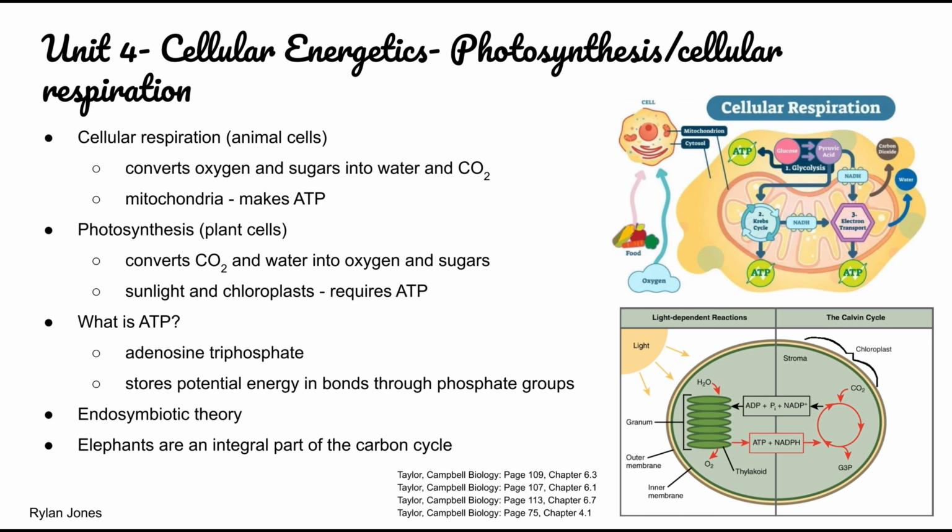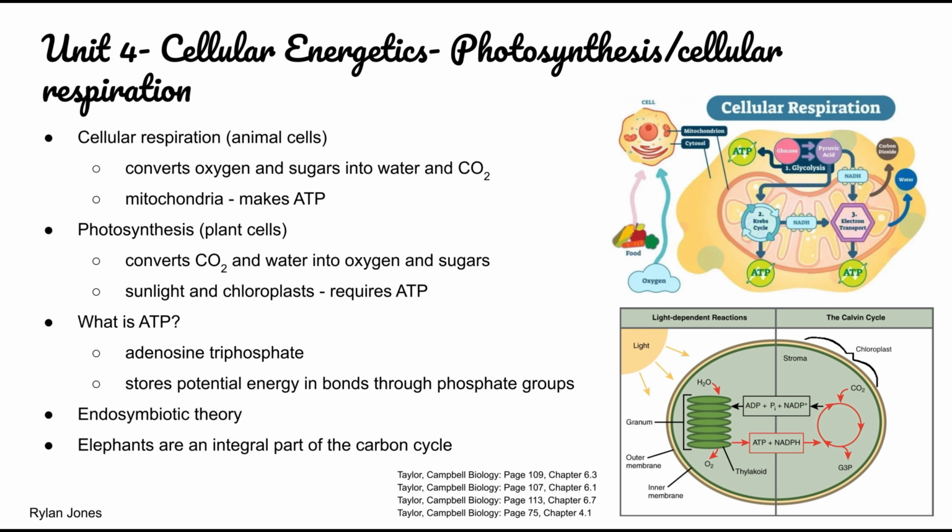Photosynthesis, which occurs in plant cells, takes CO2 and water and converts them into oxygen and sugars using ATP, as well as sunlight and chloroplasts. This energy is then stored in phosphate groups. Now, what is ATP? ATP is adenosine triphosphate. It stores potential energy in the bonds through its phosphate groups.